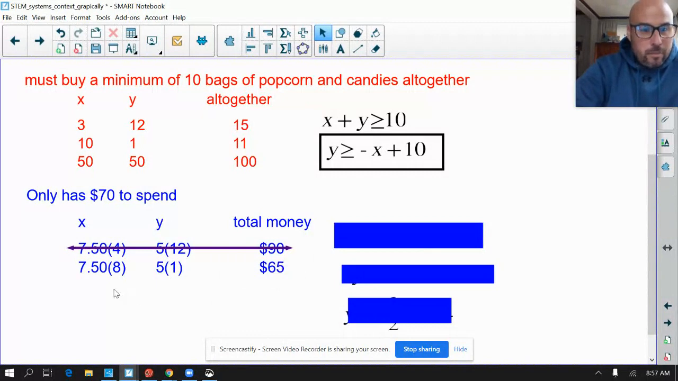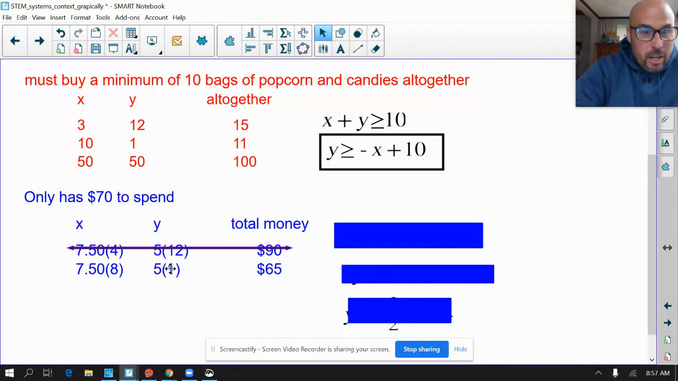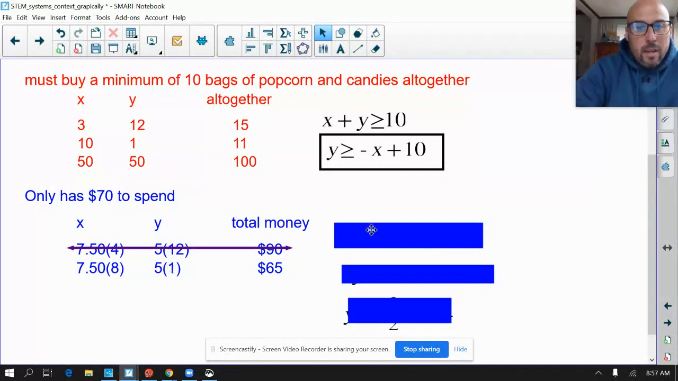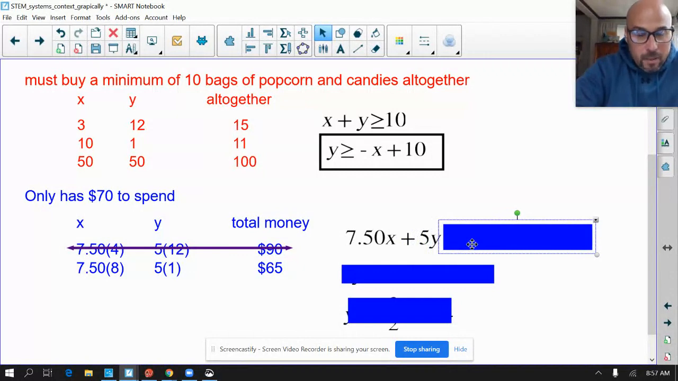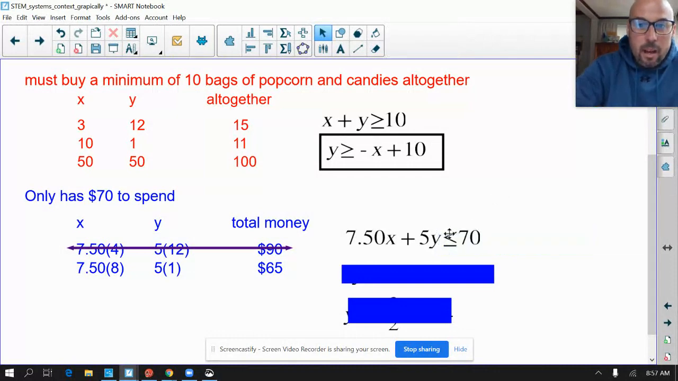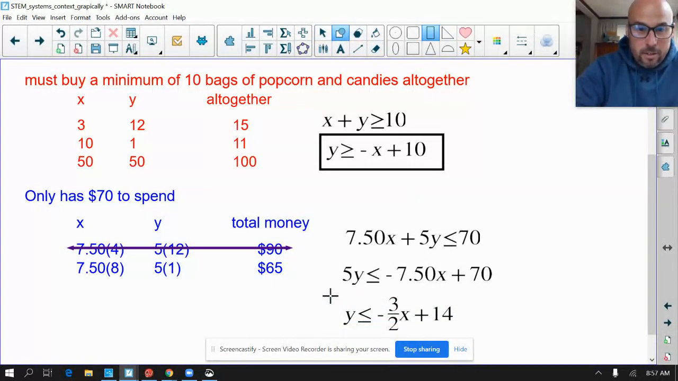What is the equation here? Well, look at the thing that's changing. The thing that's changing is the 4 and the 12, the 8 and the y. Another word for change is vary. So that's where your variable goes. It'll be 7.50 times x, so 7.50 per bag of popcorn, plus 5 times y. That has to be no greater than 70. It has to be under $70 because he only has 70 to spend. And then you solve for y. So I subtract 7.50x, you divide by 5, and you have a second constraint.